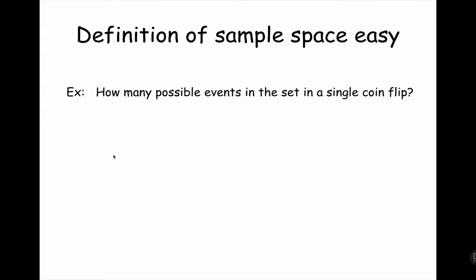So we have this construct, and we talked about simple examples, and now we're going to get to how to figure out some heuristics or recipes, if you will, to count the events that are in a more complex event. Of course, we said how many events are in a single coin flip, right? And you said what? How many events in a coin flip? Two. Two events.